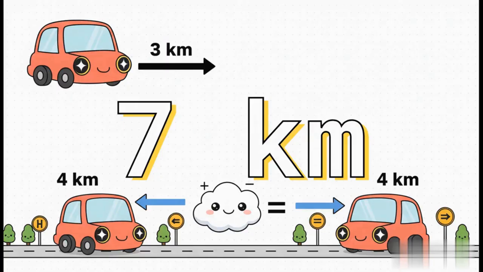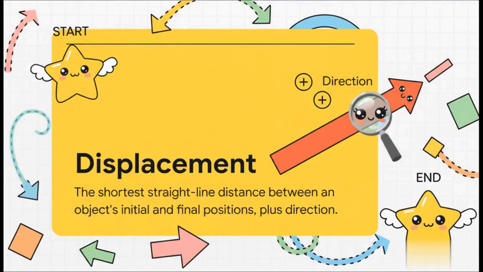For instance, let's say our car drives 3 kilometers east, then turns right around and drives 4 kilometers west. The total distance is super easy, right? It's just 3 plus 4, 7 kilometers. Simple as that.